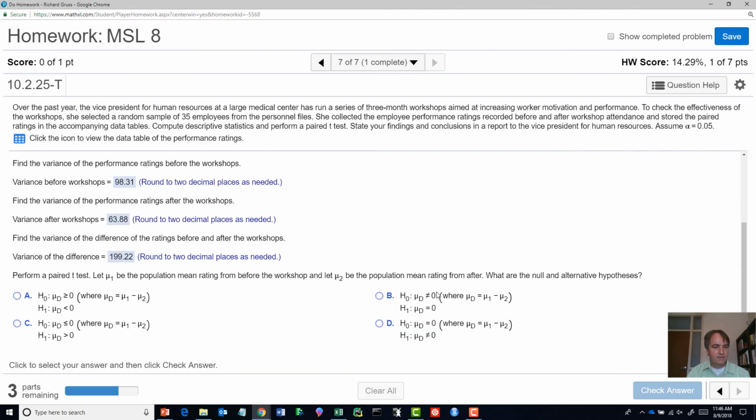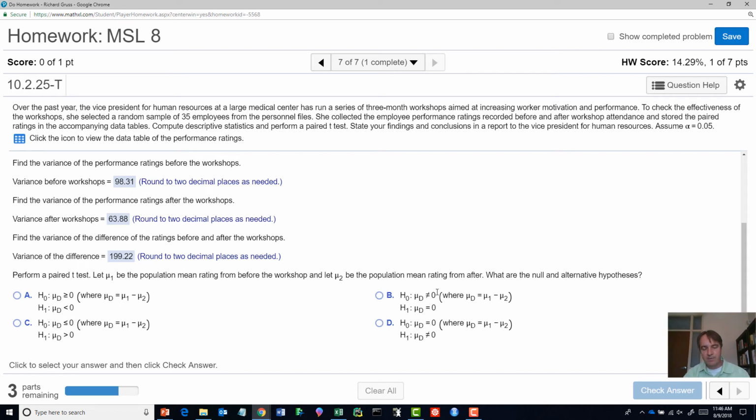Okay. Still 3 parts remaining. Well, that's a long question. Okay, perform a paired t-test. Okay, so let mu1 be the population mean rating from before the workshop, and mu2 be the population mean rating from after. Okay, null and alternative hypotheses.